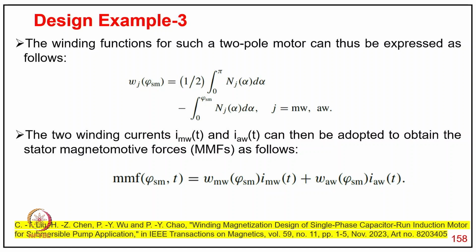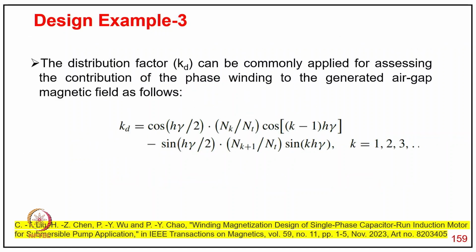The two winding currents IMW and IAW can be adopted to obtain the stator MF as follows: the MF equals omega MW times phi sum IMW, which is a function of time, plus omega AW times phi sum IAW, the auxiliary winding current. And the distribution factor can be commonly applied to assess the contribution of the phase winding to the geometrical air gap magnetic field as KD equals cos H by 2 into Nk upon Nt, cos K minus 1 H by minus sin H by 2 into Nk plus 1 upon Nt H sin H, where K is carrying 1 to 3.